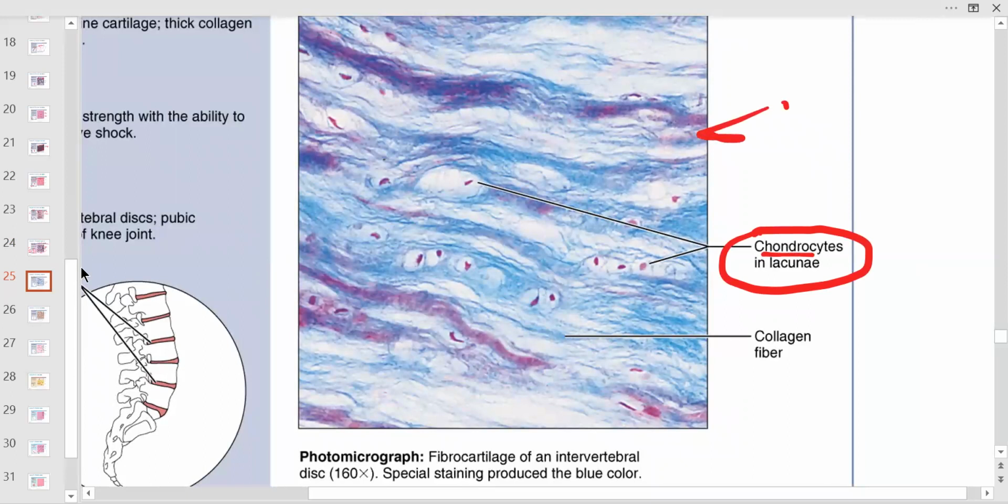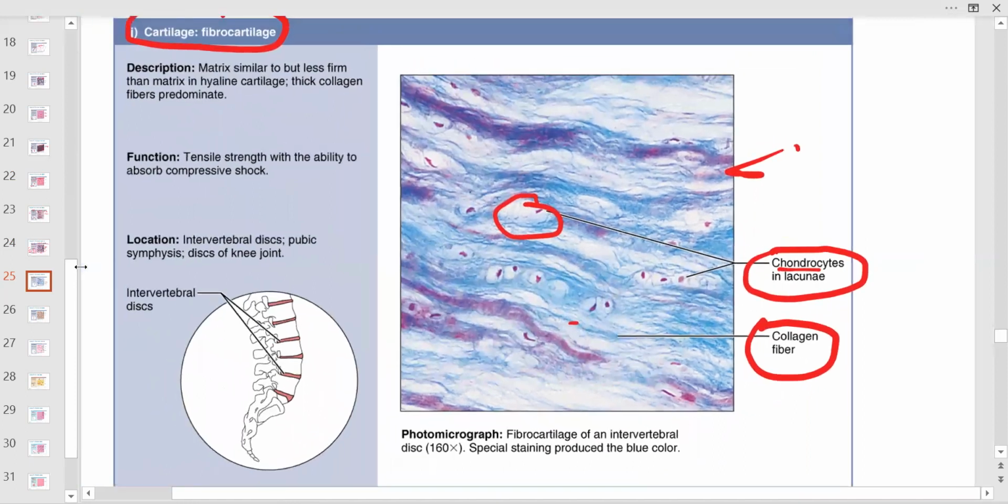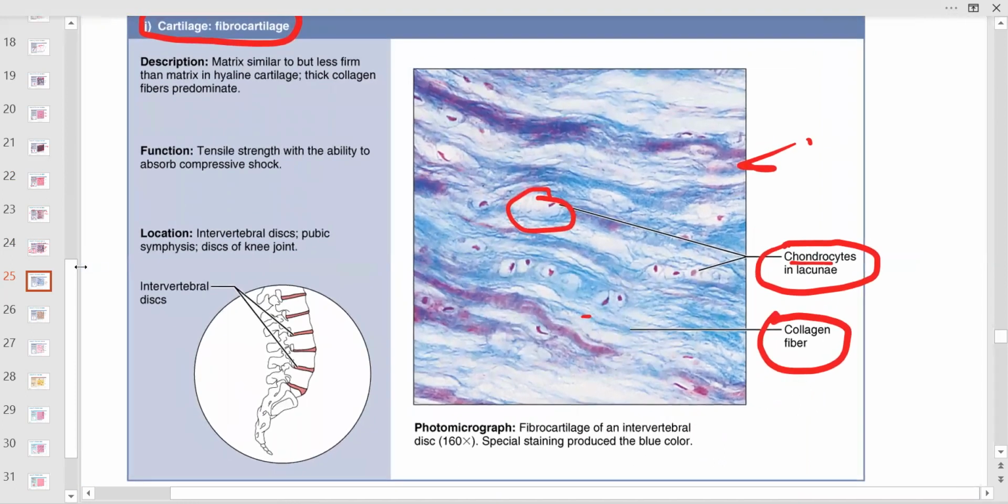Is that dense regular? No, because I see the lacunae. Is it elastic? Could be, but it's not so wavy. It's not showing me a lumen. I do see some thick collagen there. It's not dense irregular. This is fibrocartilage. And this is something you'll see in the skeletal system.